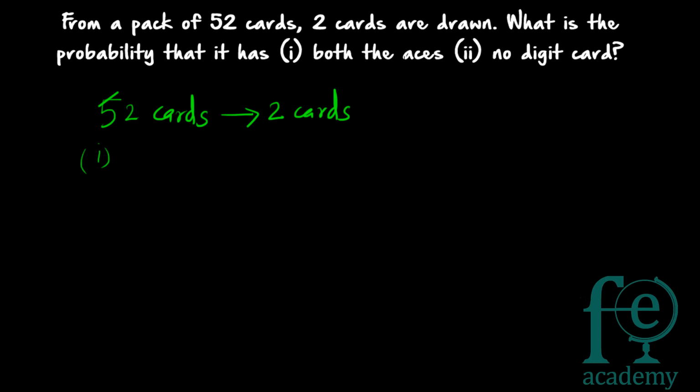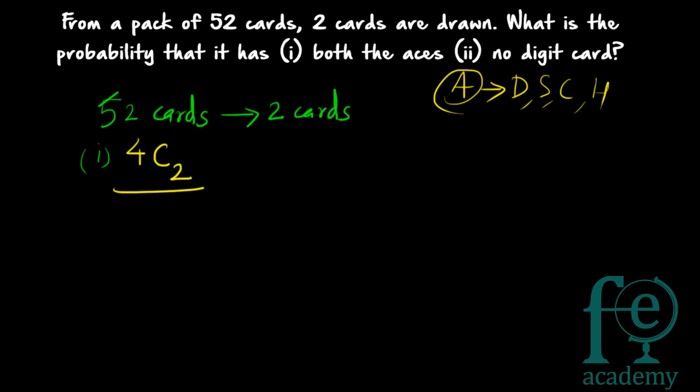So aces, how many aces are there? A means ace, and there will be one from each group. There will be a diamond ace, a spade ace, a club ace and a heart ace. So there are 4 aces available. From the 4 aces you have to select 2 aces. So the number of favorable outcomes is equal to 4C2, and totally how many cards are there? 52. So from 52 you have to select 2 cards. So the total number of outcomes will be equal to 52C2.